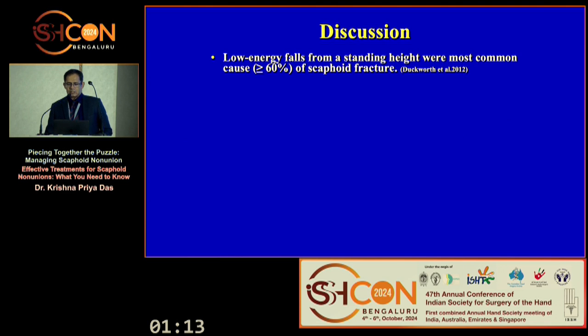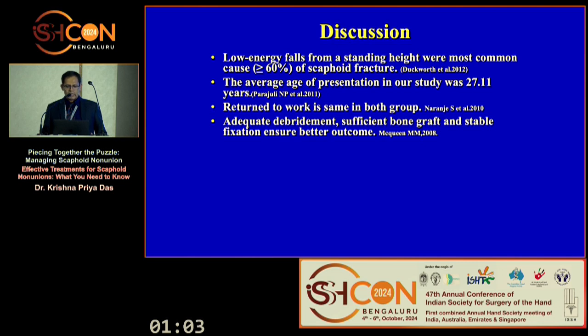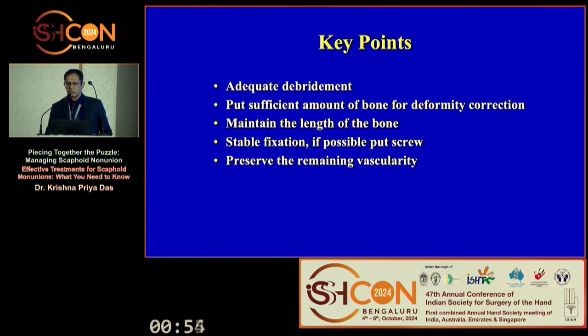Low energy falls from a standing height are the most common cause of scaphoid fracture. The average age of presentation was 27 years. Return to work is the same in both groups. Adequate debridement, sufficient bone graft and stable fixation ensure better outcome. Grip strength compared to the uninjured wrist is statistically no different between these two groups.